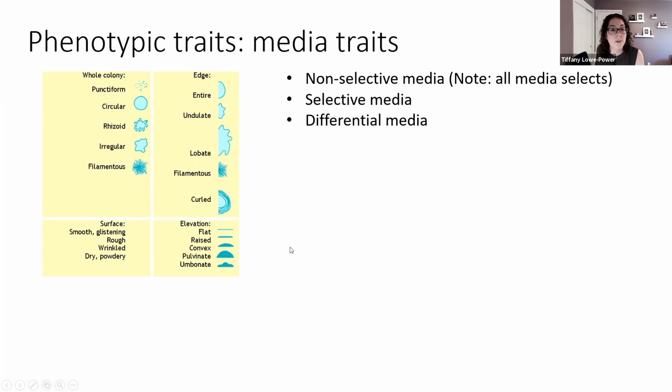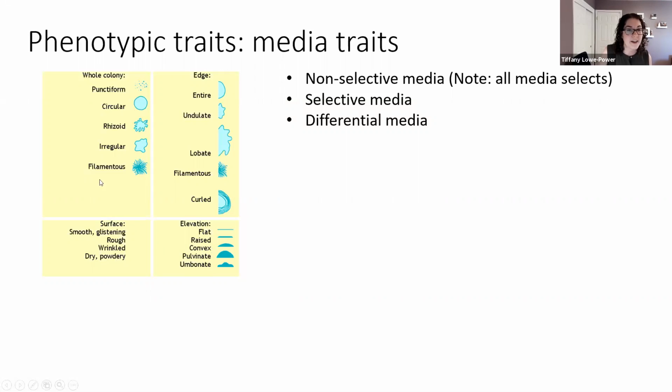Media traits can be useful still, especially if you know what you're looking for. There's a lot of different words that have been systematized as far as how to describe bacterial colonies. So my favorite bacteria is Ralstonia, and it forms irregular colonies, and maybe we don't really describe it this way, but probably more undulate edges. And I would say it makes pretty flat, goopy colonies for Ralstonia, maybe a little bit raised.